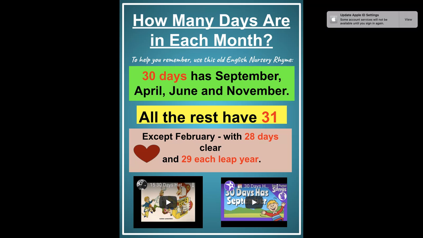How many days are in each month? Okay, so we went over this quite a bit together in our meeting. So to help you remember, you can use this old English nursery rhyme. 30 days has September, April, June, and November. All the rest have 31, except for February, with 28 days clear and 29 in each leap year.